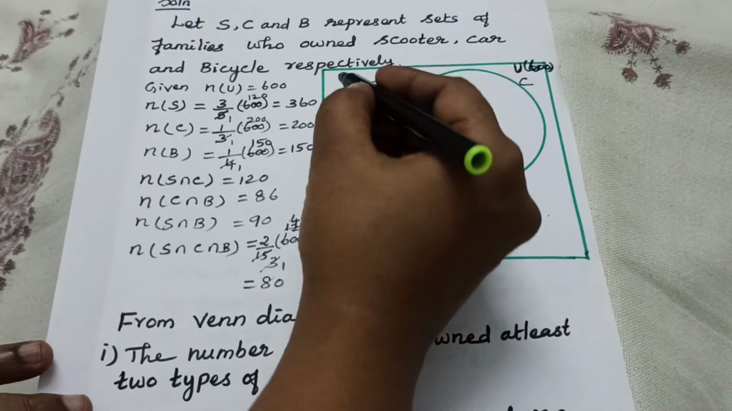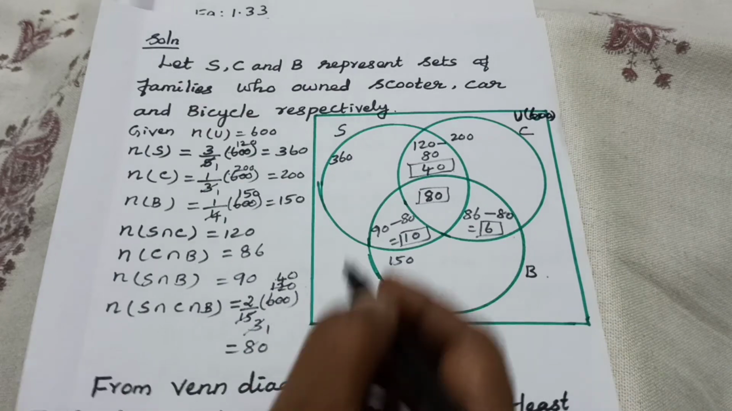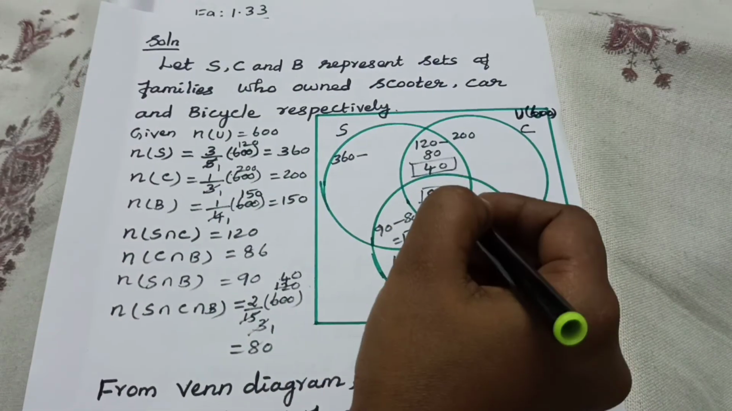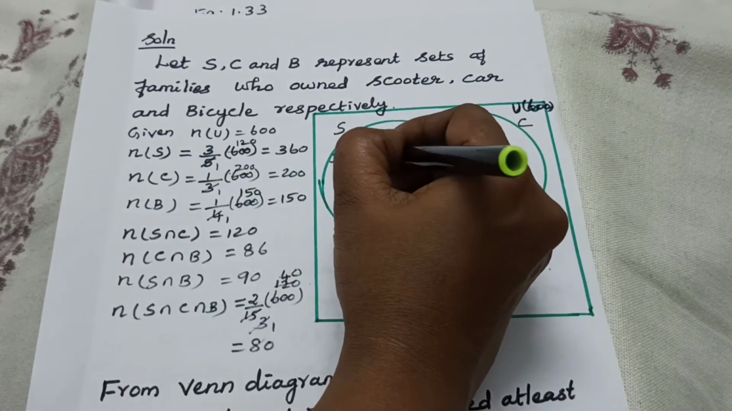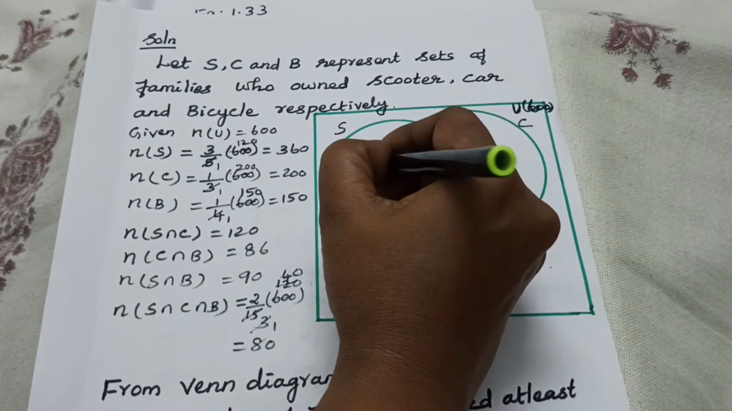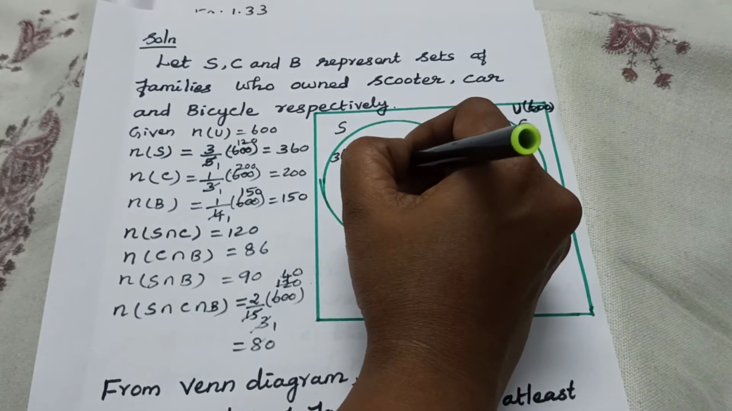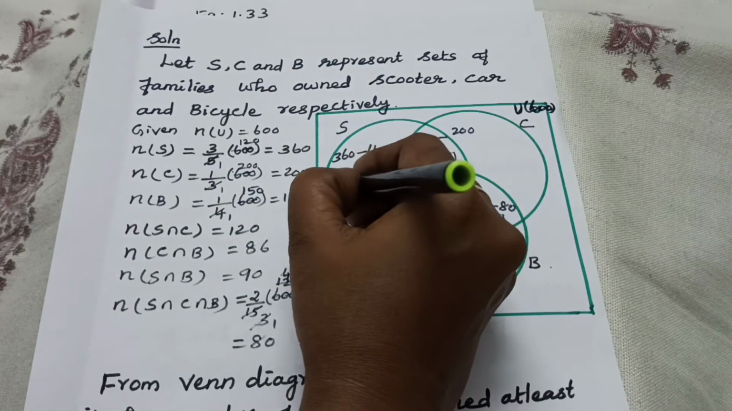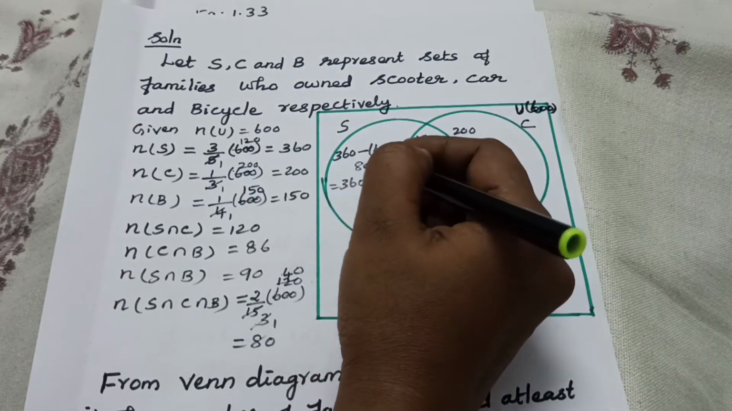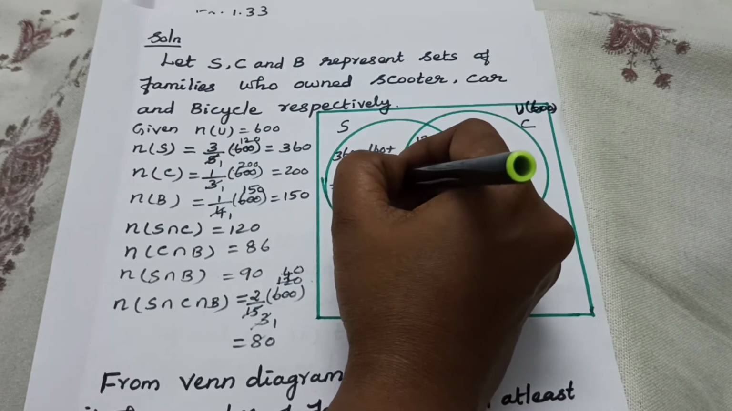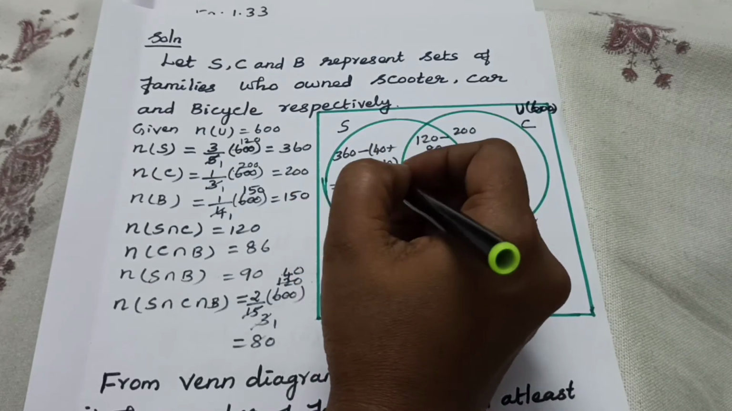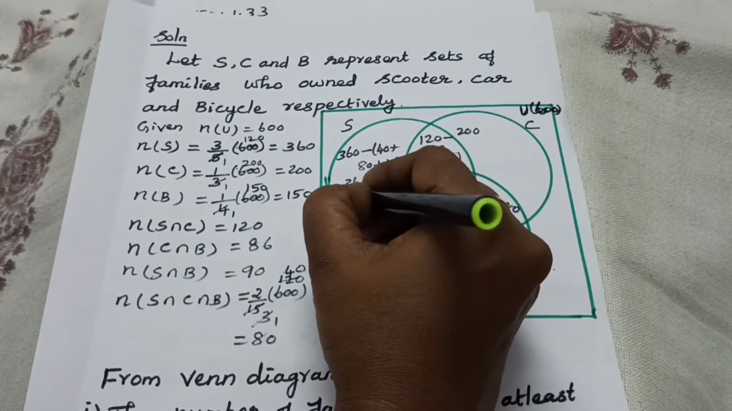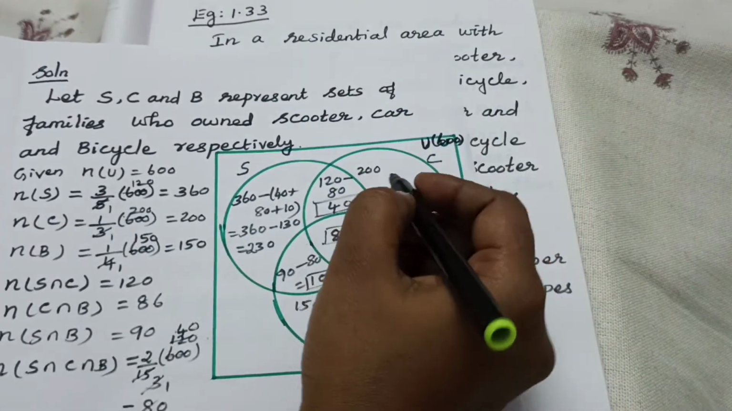Then like that, here only scooter, how can we find? From here we have to subtract what? 40, 80, this 10 we have to subtract, isn't it? 40 plus 80 plus this 10 we have to subtract. Subtract means what will we get? Then equal to 360 minus this all 3 added, which is 130. Then subtract here, 230. Okay.